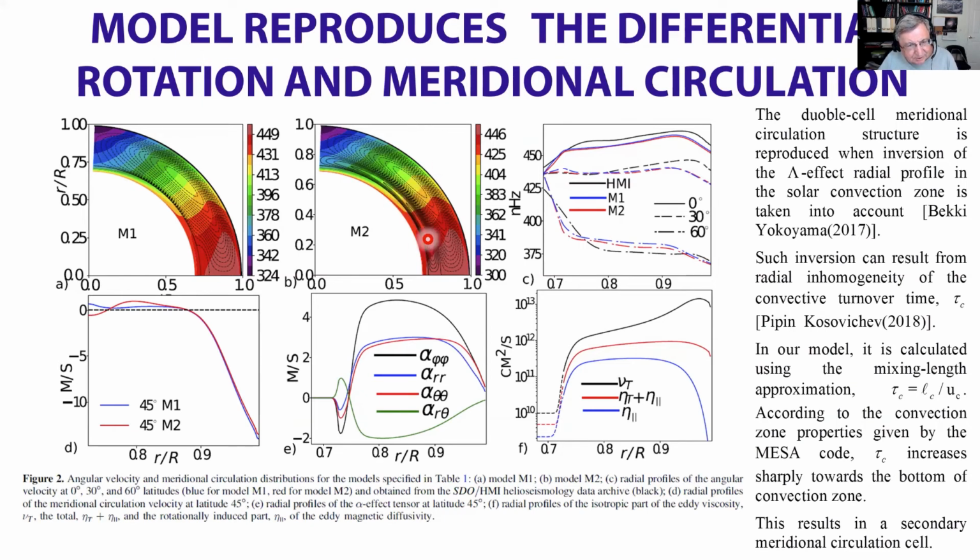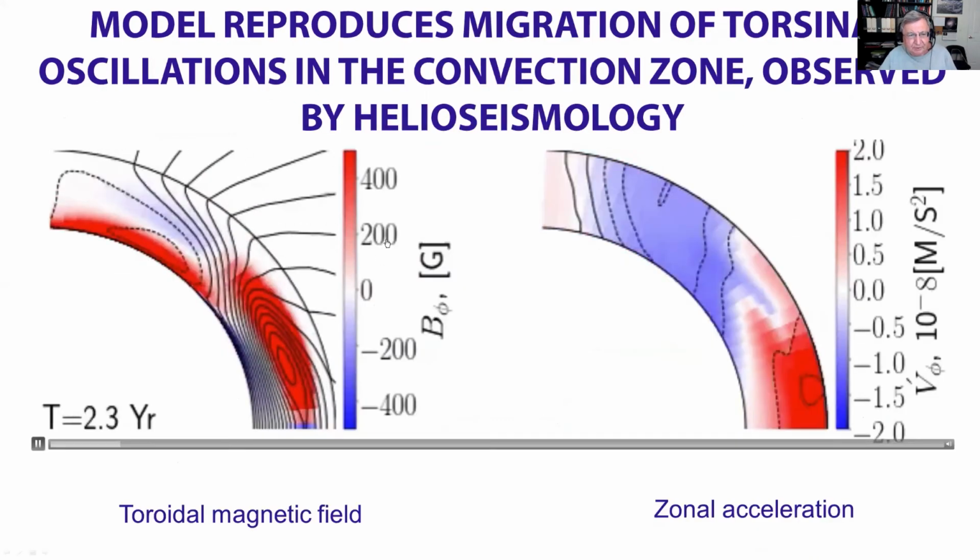Also, the secondary cell is extremely weak in this area. In fact, it cannot be very strong, because otherwise the strong meridional circulation in the convection zone actually corrupts the differential rotation. It would no longer correspond to the observations.